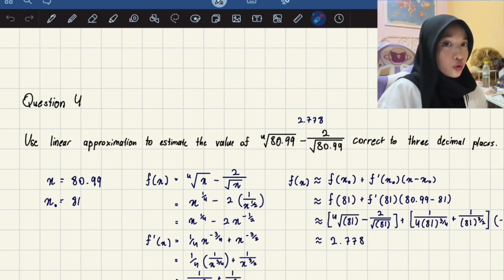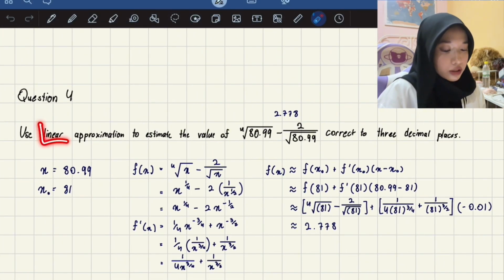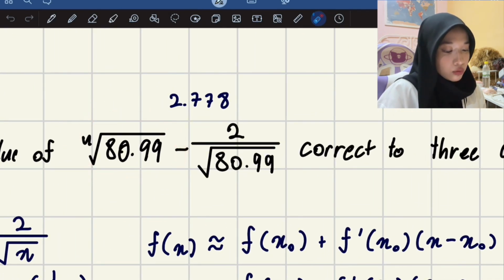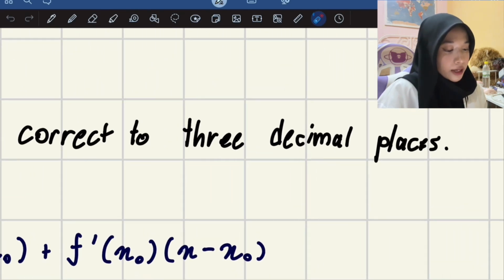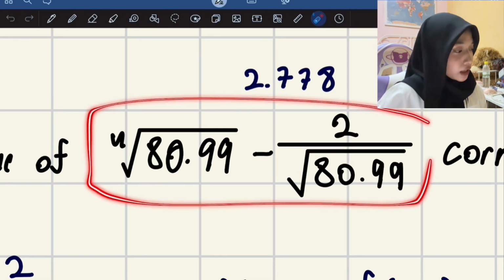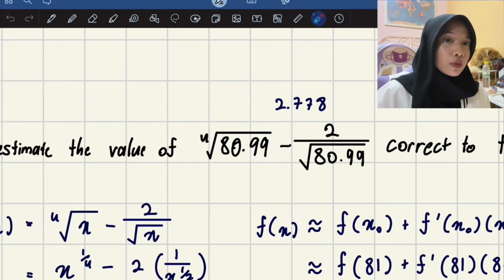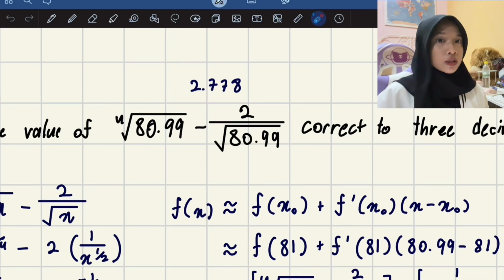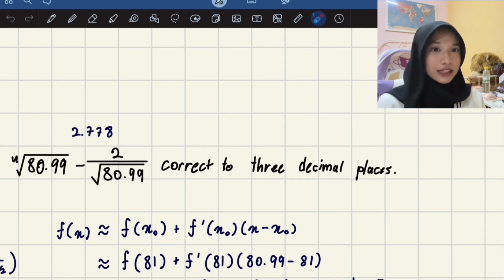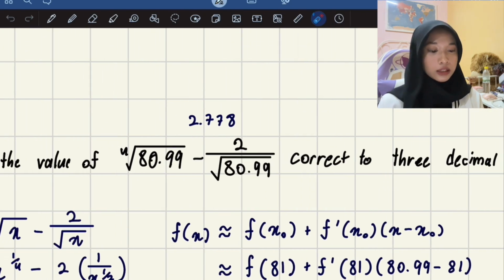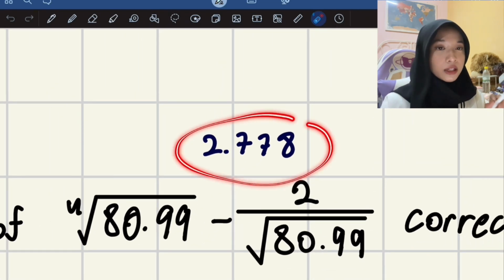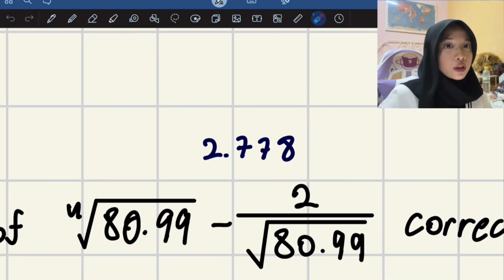Okay, so for question 4, the question is: use linear approximation to estimate the value of 4th root of 80.99 minus 2 over square root of 80.99, correct to 3 decimal places. So the first thing to do in this question is to put the equation into your calculator. Our result will be 2.77 something. But because the question asks for an answer to only 3 decimal places, we get 2.778. So this answer will be our target for solving this problem.